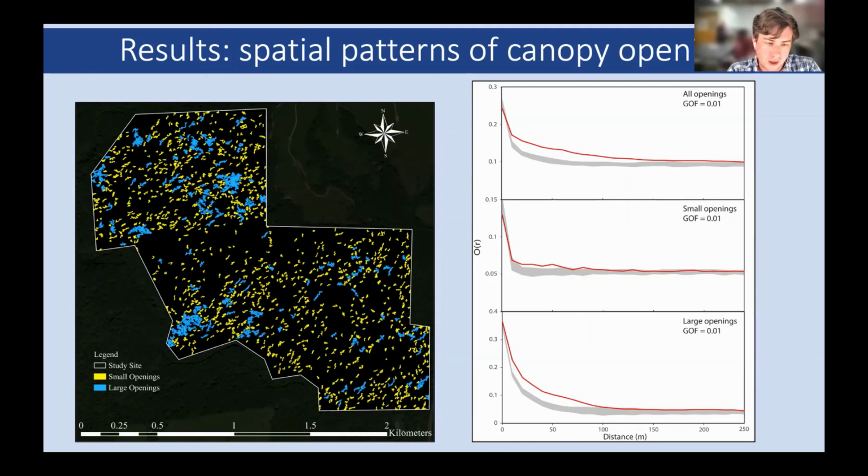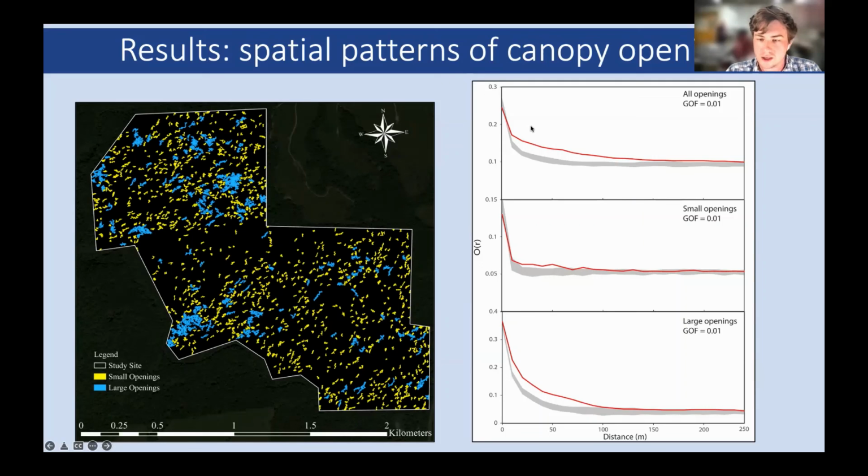So these are the openings that were classified. The blue openings are large openings, those greater than 250 meters squared. And the yellow openings are the smaller ones, less than 250 meters squared, but still greater than 50 meters. So we can visualize those in space here, and then we can actually quantify the spatial patterns.